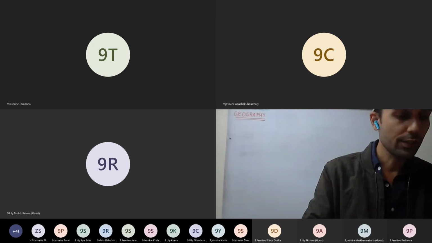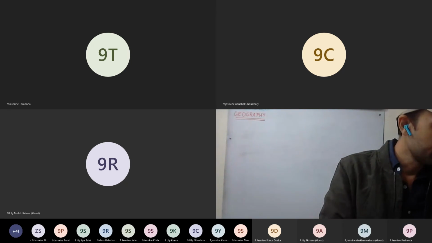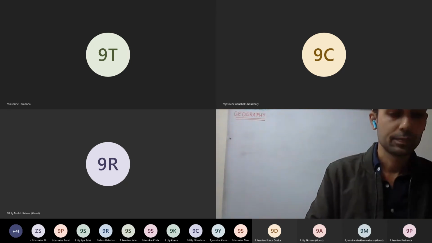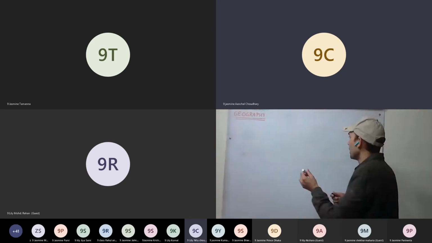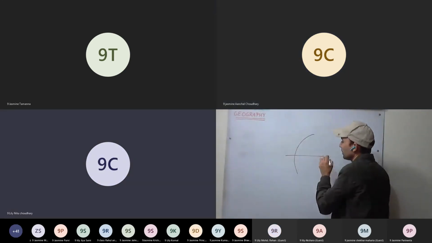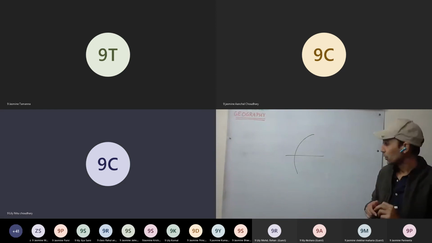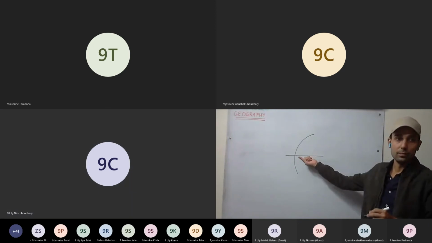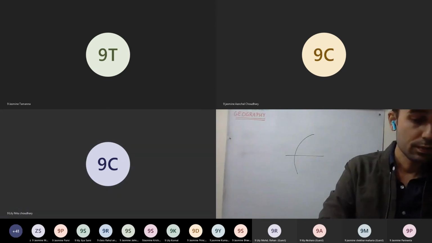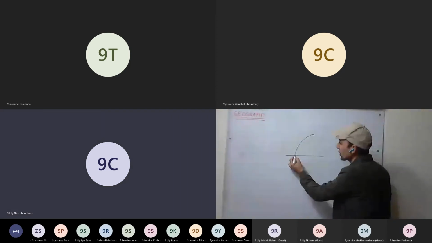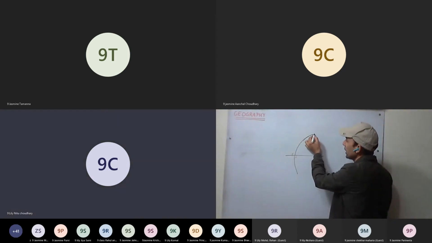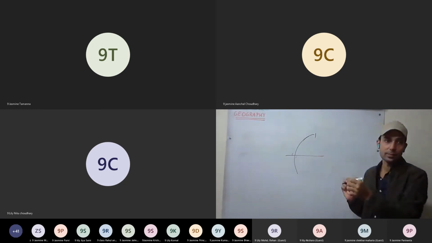Okay, what is the effect of latitude on temperature? Tell me, the places which are near the equator, they have higher temperature. So in low latitudes, high temperature. As we move towards higher latitudes, low temperature.